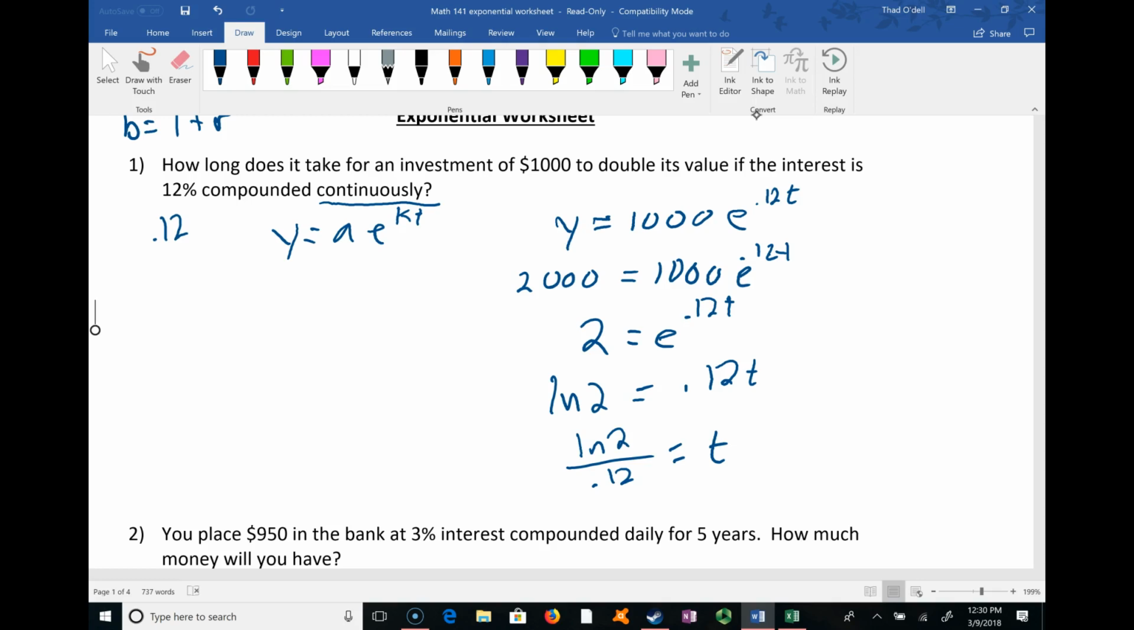I go to my calculator. Natural log of 2 divided by 0.12. So that would be 5.78 approximately. Remember, t is measured in years, so that would be almost 6 years.